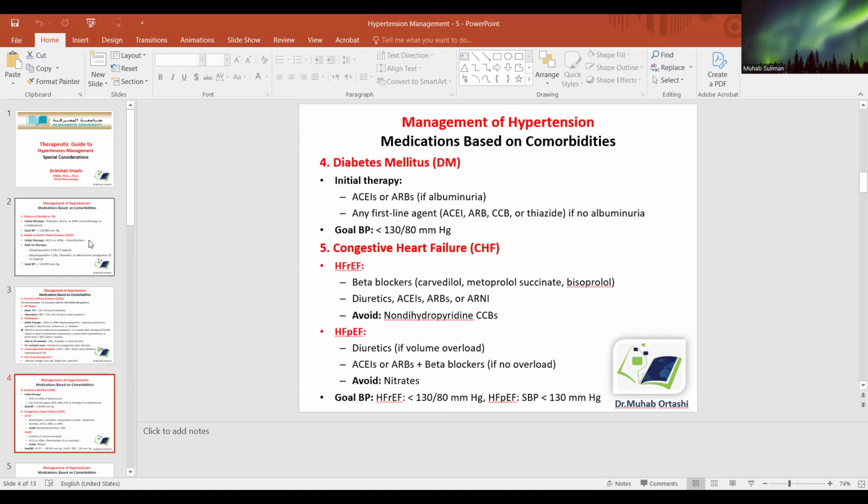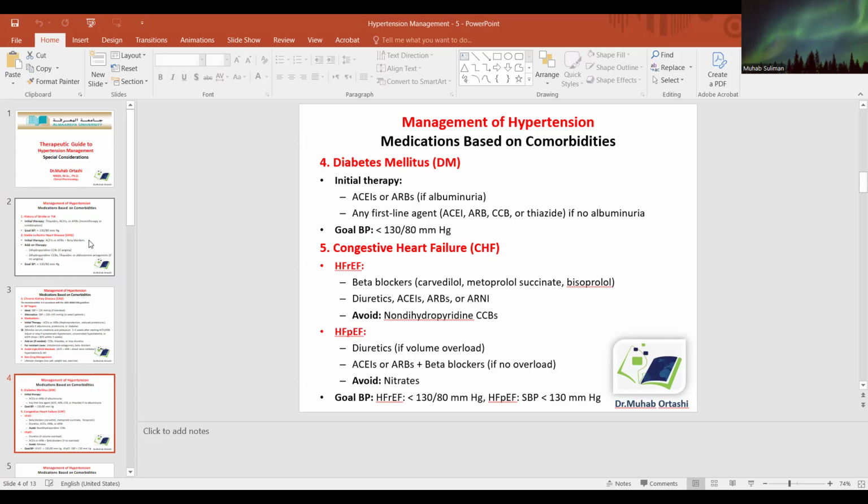Okay, if the patient has hypertension and diabetes, commonly we use ACE inhibitors and ARBs, especially if the patient has albuminuria or proteinuria. If not, if the patient doesn't have albuminuria, we can use any of the first-line drugs. Therefore we can use ACE inhibitors, ARBs, calcium channel blockers, or thiazide diuretics. And the target should be below 130 over 80.